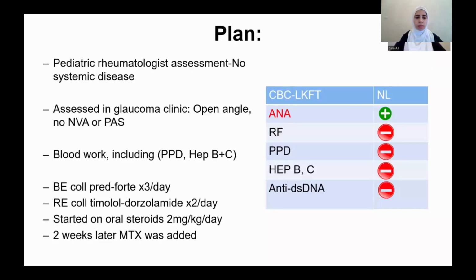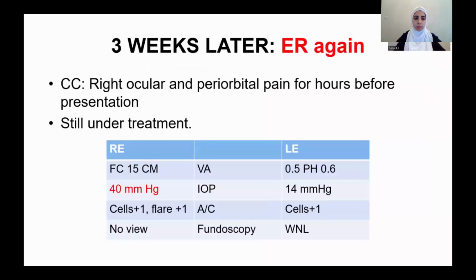She was started on topical treatment, Predfort, and anti-glaucoma drops for the right eye, in addition to systemic treatment with high-dose oral steroids. Two weeks later, methotrexate was also added. Three weeks later, she presented again to the ER with a complaint of right ocular and periorbital pain, starting a few hours prior to presentation, while she was still on treatment.